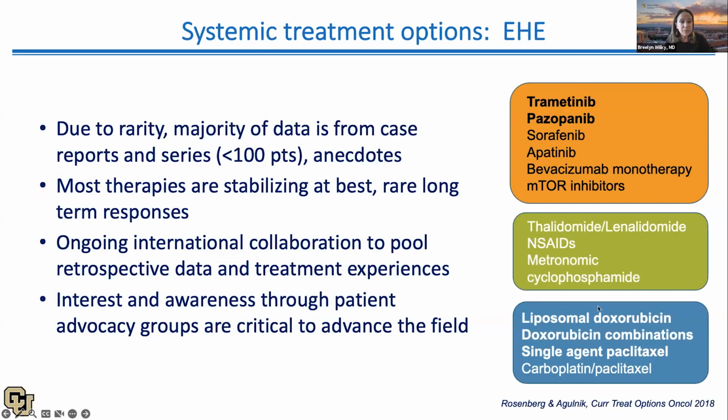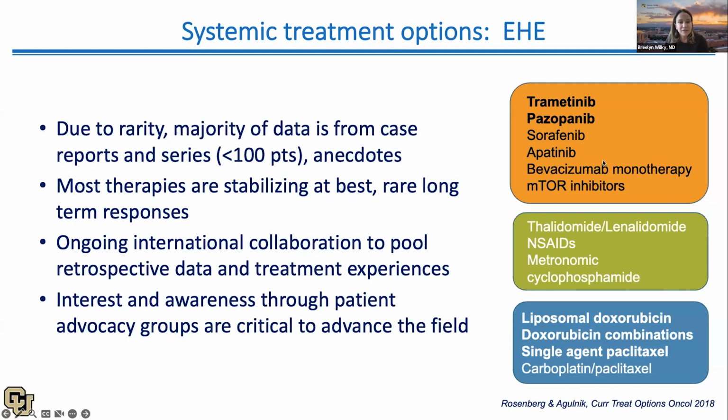So this is just a list of some of the systemic treatments that we've used for this disease. Again, they're rare. So most of this data is from case reports, series, low numbers of patients, centers that have treated a lot of these patients, as well as anecdotes, so experience from doctors. Unfortunately, most of these are stabilizing, and there's not a lot of long-term responses with the majority of these agents. This is why things like the registry are so important, is that everybody's been treated, particularly internationally or in smaller centers, and we need to gather all of your experiences to increase our numbers and try to really get a sense of which treatments are the most effective.